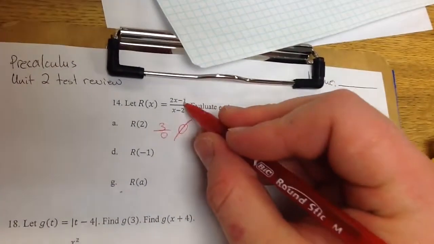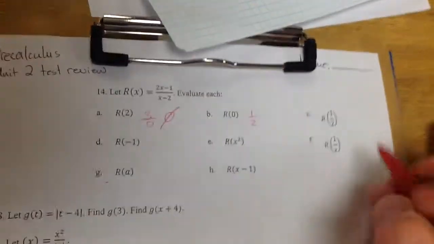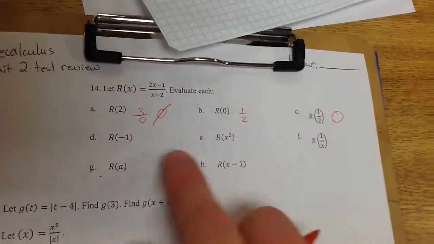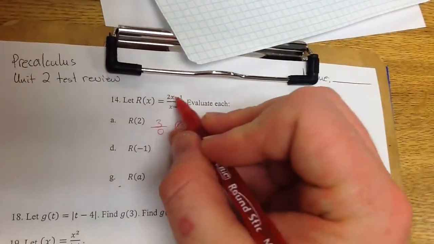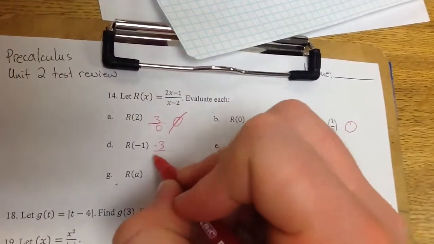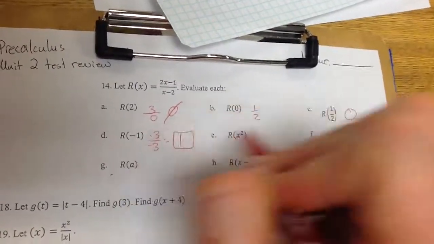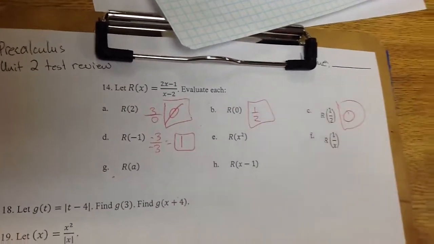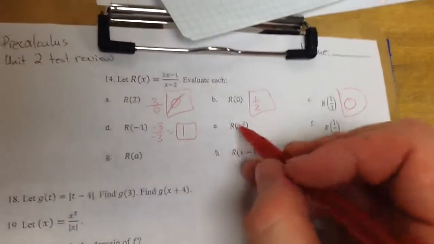0 would be -1 over -2, so +1/2. Plug in a half, that's 1 minus 1, that's 0. Plug in -1, that's -2, so -3 over -3, which is 1. I will probably get one of these wrong, so you get extra credit if you tell me which one.